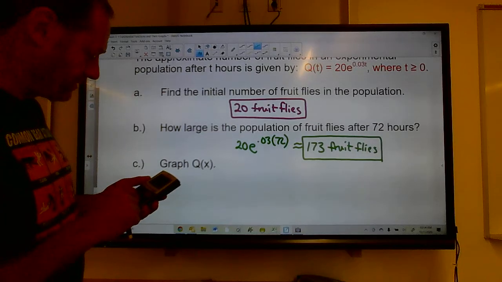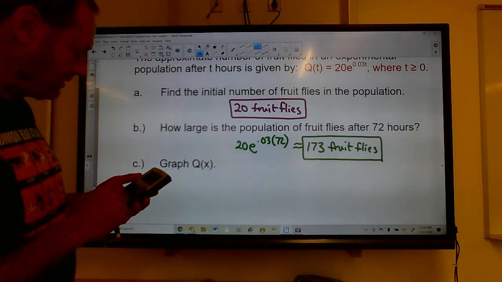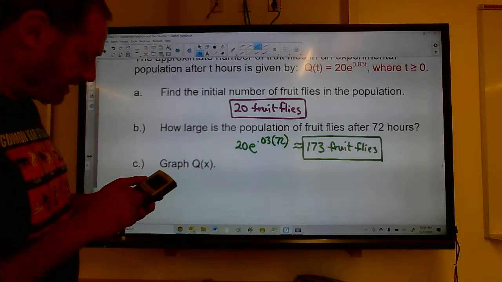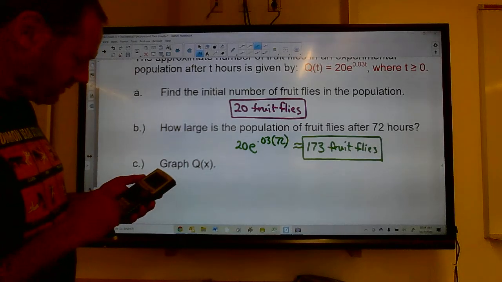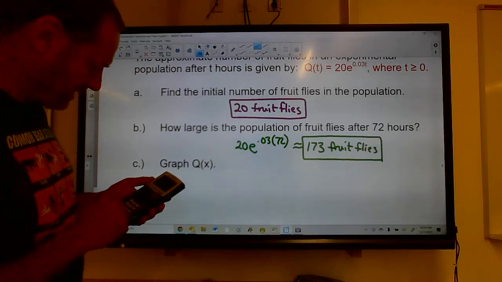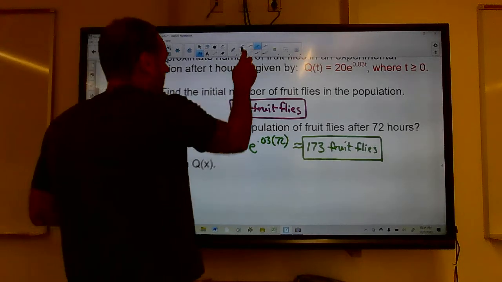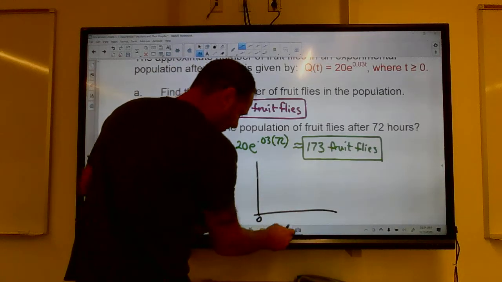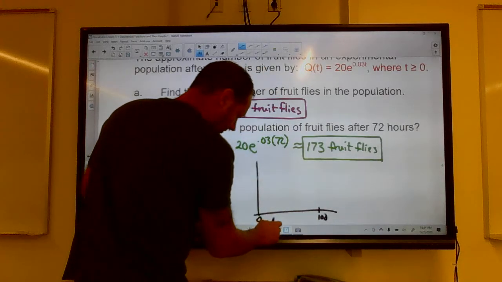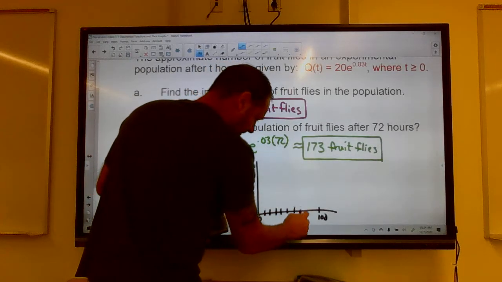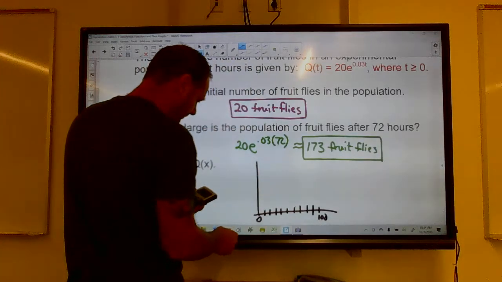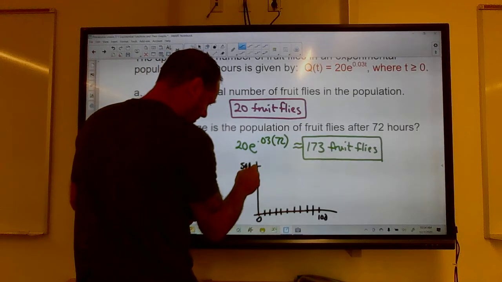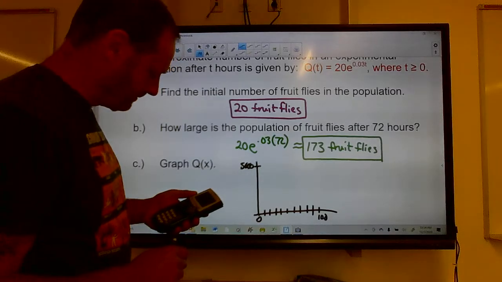Y equals, I put the equation in there right. Oh, 72 hours too. Okay, so let's make my x go from 0 to 100. Let's count by tens. So my x is going to go from 0 to 100 by tens. So 10, 20, 30, 40, 50, 60, 70, 80, 90, 100. And then it's going to go from 0 to 5,000 by 500s. So let's try graphing it again.